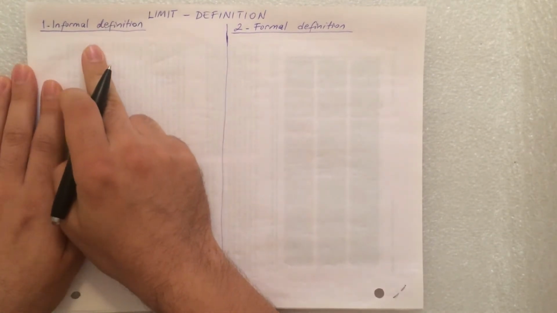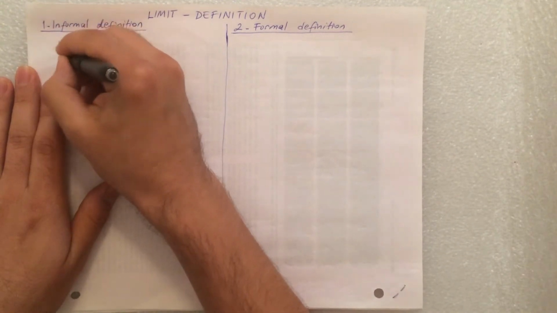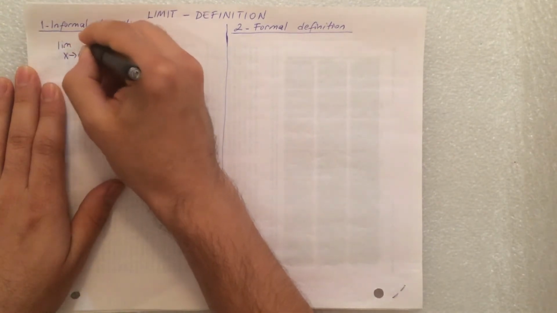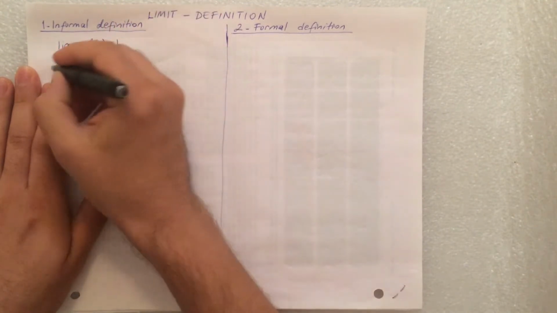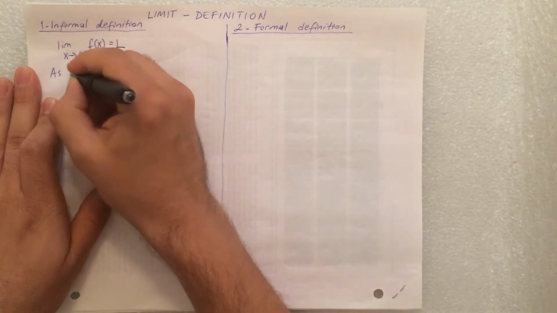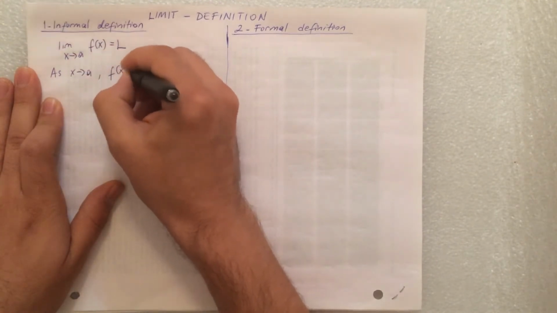Let me start with the informal definition of limit. So if you write lim x goes to a, f(x) is equal to L, this means as x approaches a, the value of f(x) approaches L.